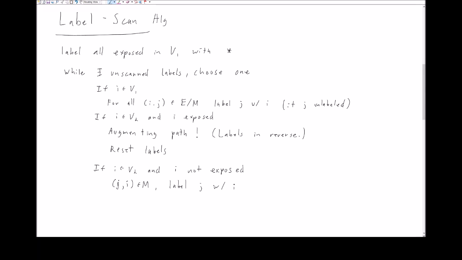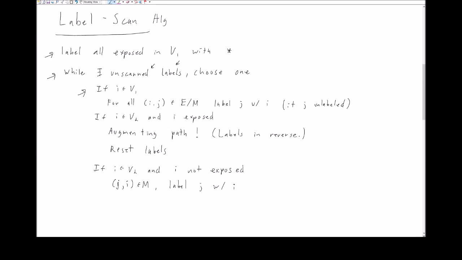The algorithm we're going to develop to find augmenting paths is going to be called the label scan algorithm. This algorithm is going to progressively label nodes and then scan the nodes after it labels them. It's going to start by labeling all the exposed nodes in V1 with a special label star. Then, it's going to look at all the currently unscanned, labeled nodes and choose one of them. What the algorithm does from here depends on the properties of this particular unscanned labeled node that we're about to scan.